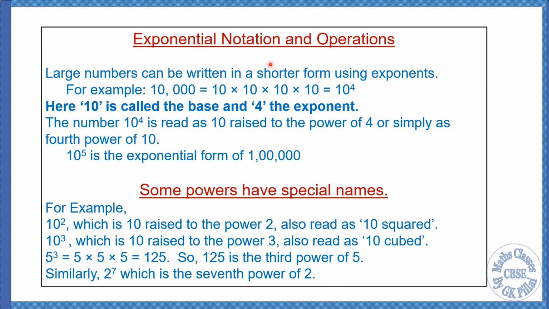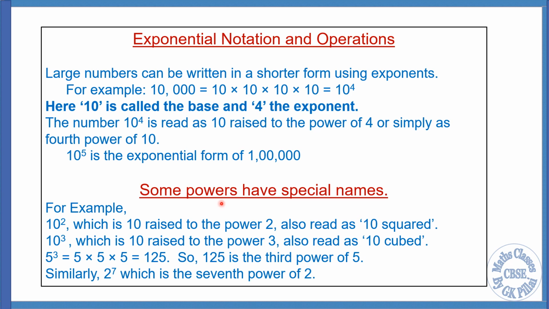Now the exponential notation and operations. As I said earlier, large numbers can be written in a shorter form using exponents. 10,000 can be written as 10 raised to the power of 4. Here 10 is called the base and 4 is the exponent. We read it this way: 10 raised to the power of 4, or simply 4th power of 10. These are the two ways we can read 10 to the power of 4. 10 to the power of 5 is the exponential form of 1 lakh.